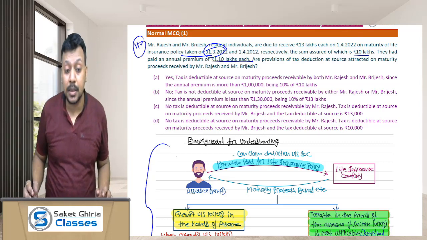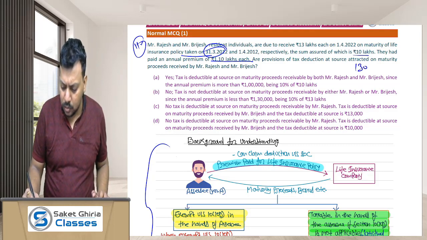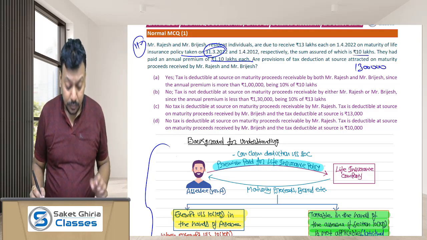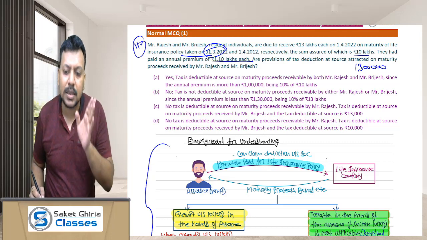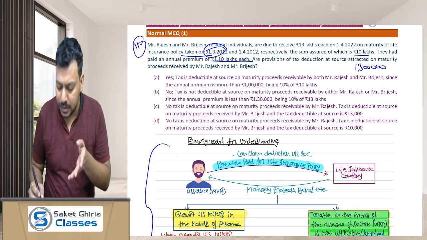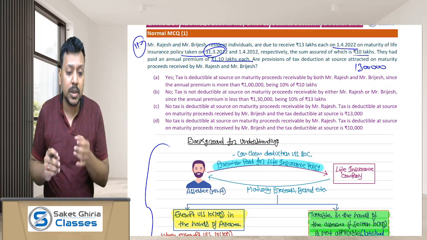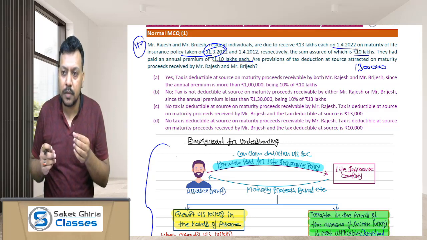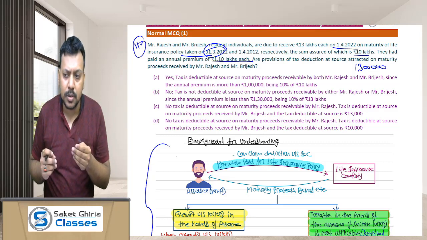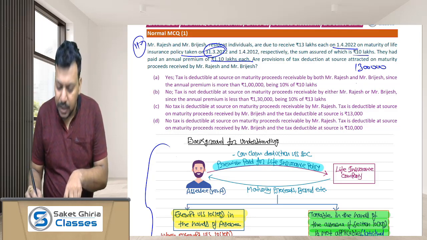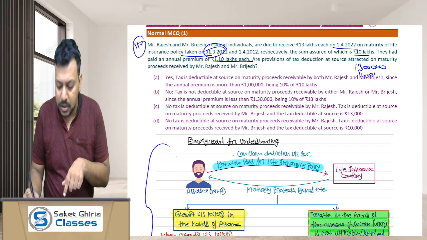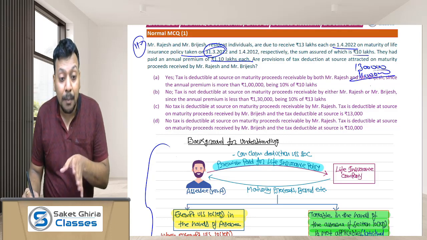Mr. Brijesh has received how much? 13 lakh rupees. Okay, and the policy has been taken on 1/4/2012, and the maturity is 1/4/2022, means how much? 10 years. Okay, so 1,10,000 each year, and for 10 years means 11 lakh rupees. Okay, so how much is the income comprised in this case?